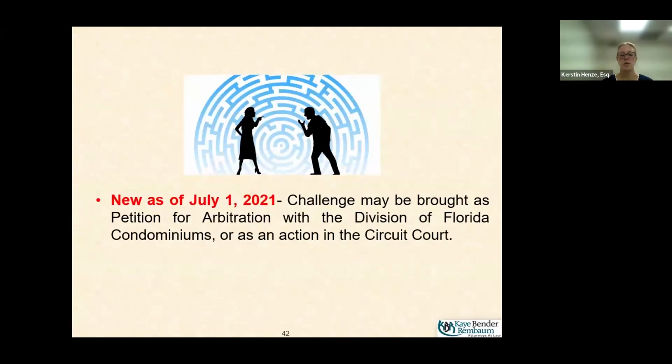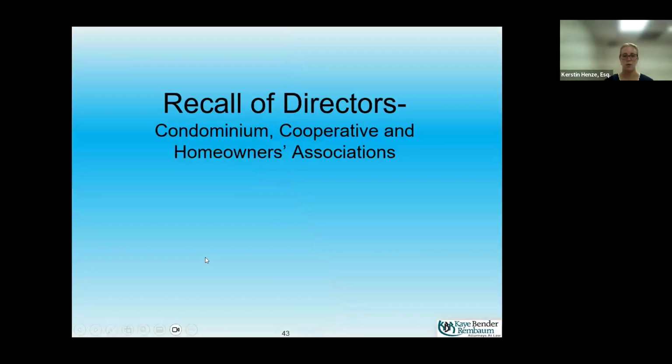As of July 1st of 2021, a challenge to an election can be brought through arbitration as well as through legal action in court. It used to be that you could only address an election challenge through arbitration. Now you can also bring a lawsuit in court. Election disputes cannot be mediated, though. They're not subject to mediation.